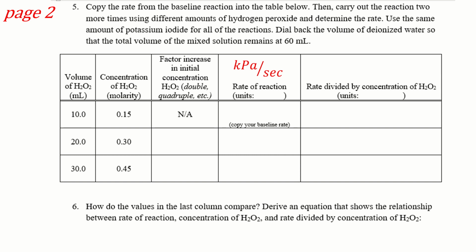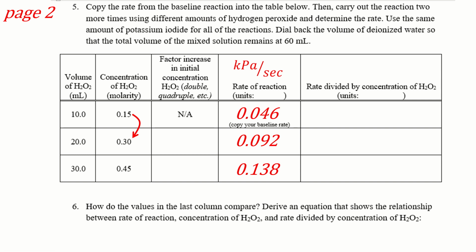So we have the rate again. We have kPa per second. Here's the baseline rate from before. Let's say we carry out the reaction again, and we get this, 0.092. The only difference is that rather than using this much H2O2, we're going to use double. The third one, let's say we triple the amount of H2O2, and we get the following rate right here.